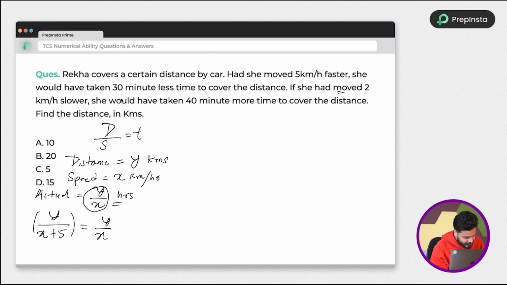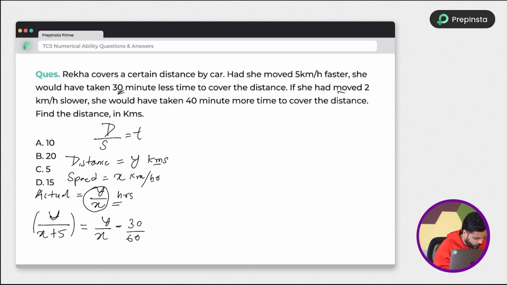But this way she is taking how much extra? She'll take 30 minutes less. So which means minus 30 minutes is what it says, right? But you have considered everything in km/h, so this would be 30 by 60. That's how you convert minutes to hours. I hope you got this equation, right?